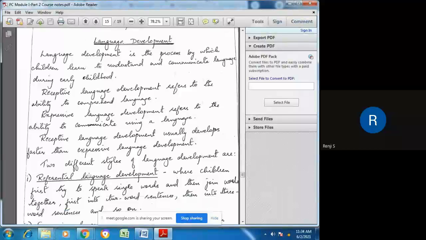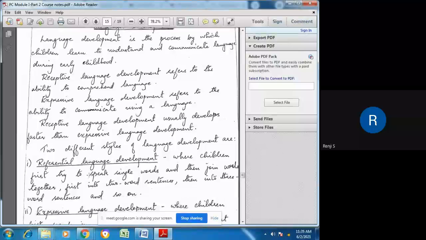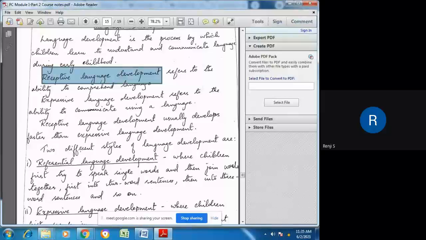So, even when we are going to learn a new language, we follow the same principle that children do when they are trying to study or learn a new language, or when they are trying to speak and understand what others are saying. So, here, receptive language development. One term that is associated with language development is receptive language development.